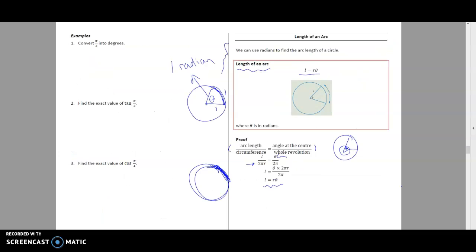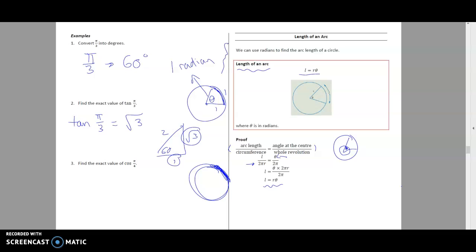You need to convert pi on 3 into degrees. If we look at our table from the previous page, we can see that pi on 3 is 60 degrees. Now, finding the exact value of tan pi on 3. Well, that's asking us for the same as tan 60. And tan 60, we just refer to our triangle quickly, is root 3 over 1. So tan of pi on 3 is root 3.